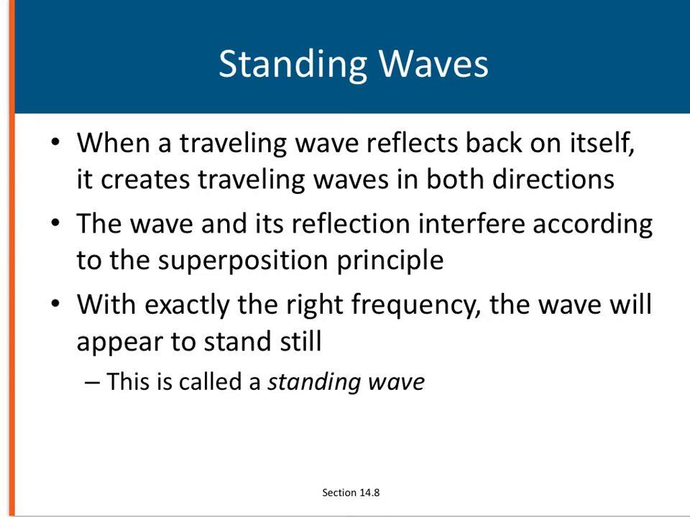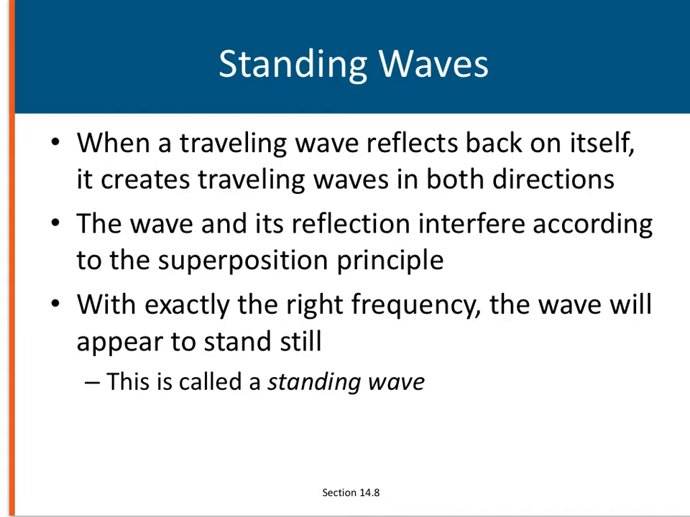So when a traveling wave reflects back on itself, it creates traveling waves in both directions. And the wave and its reflection interfere according to the superposition principle, which we talked about. So the wave will interact with its own reflection, and then it will cause either constructive or destructive interference. With exactly the right frequency, the wave will appear to stand still. So this will be called a standing wave.